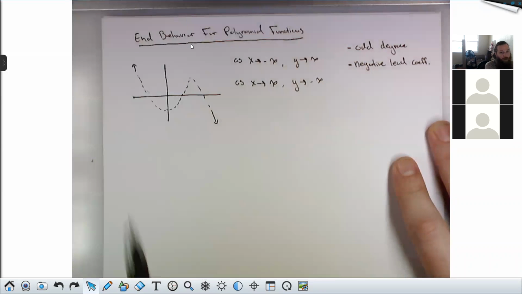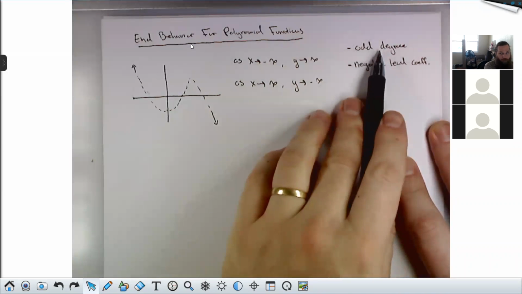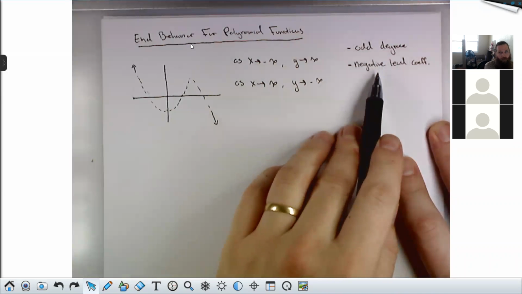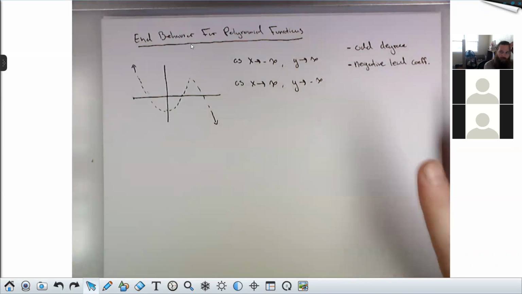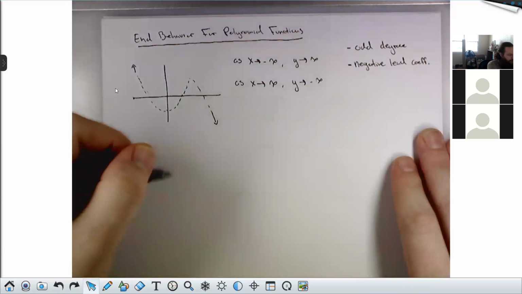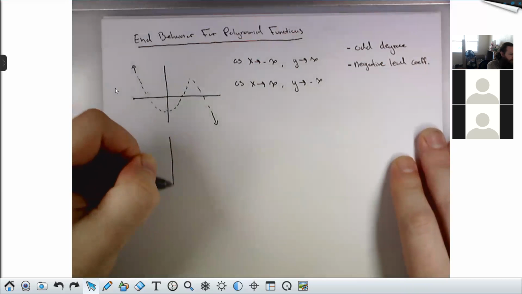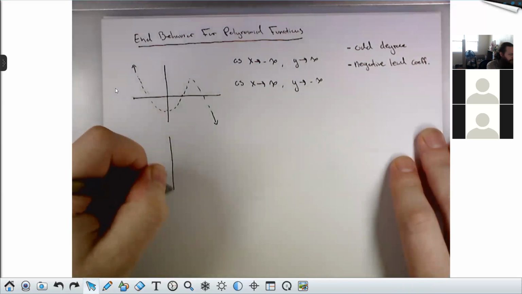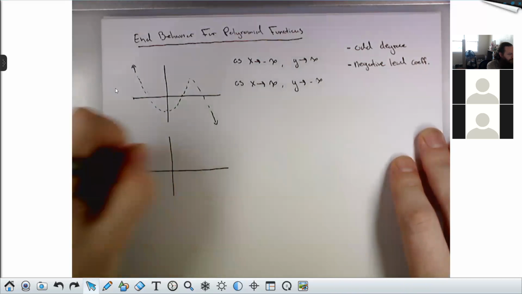So if you want to know the end behavior of your function, you need to know the degree and the lead coefficient. And then the rules are the same as they were for power functions. It's just that you apply those rules strictly to this first term. So same rules for power functions. I'll go ahead and draw all of them here. It doesn't hurt to do that. But then we'll look at one or two explicit examples.